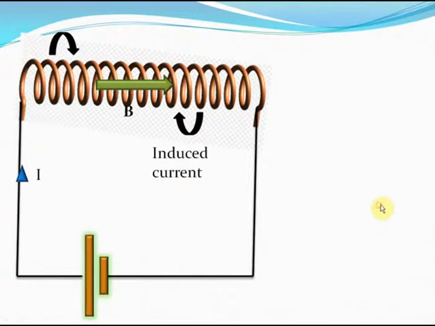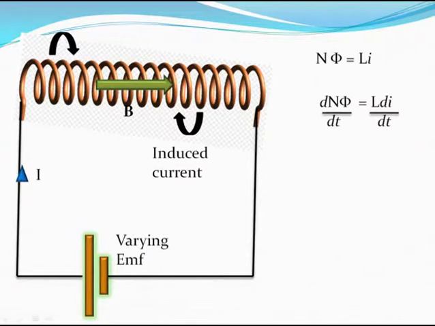Now what will be the induced EMF? Clearly N phi is L i. The net flux is L i. So the induced EMF in the solenoid will be minus d(N phi) by dt, which is L dI by dt. And this is the expression that you must remember.